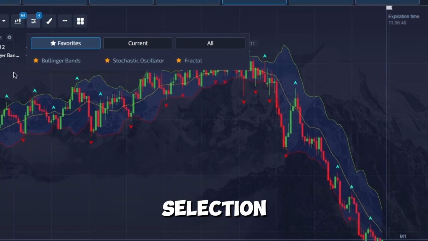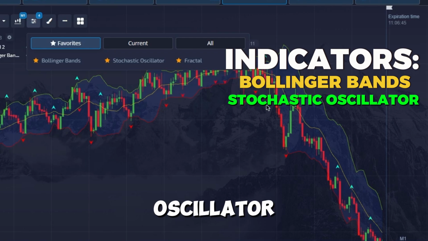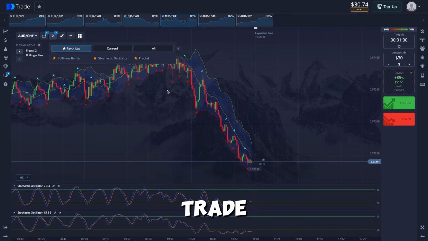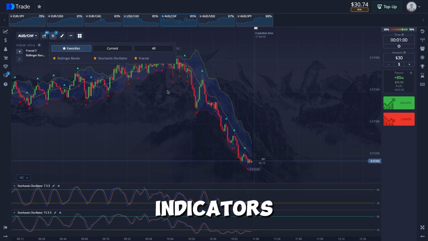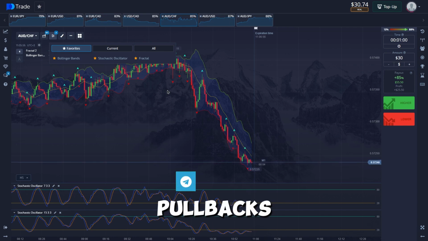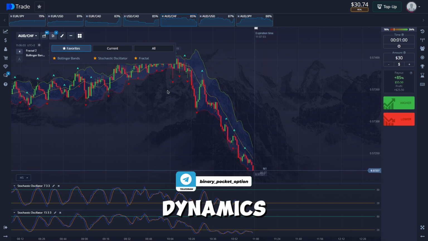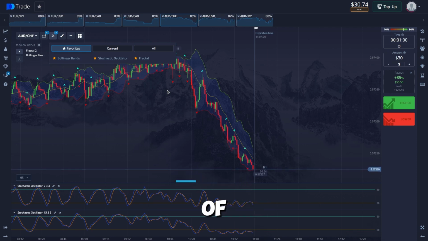Today, we have a selection of these indicators. These are Bollinger Bands, Stochastic Oscillator, and Fractal. Today, we will trade in a combination of these indicators, and overall, this is a very good strategy. We will focus on pullbacks of the movement, on trend movement, and in general, we will also be able to navigate the flat dynamics well.